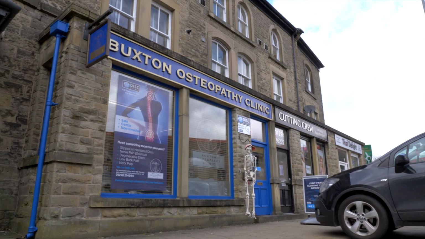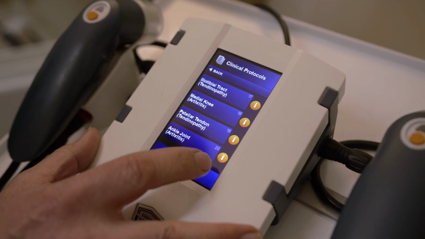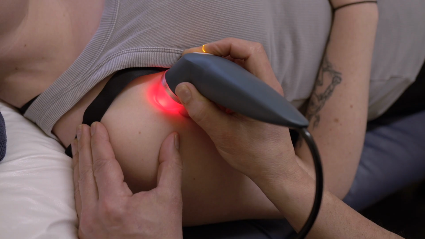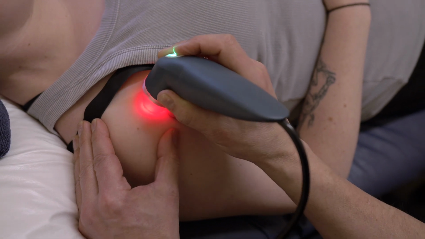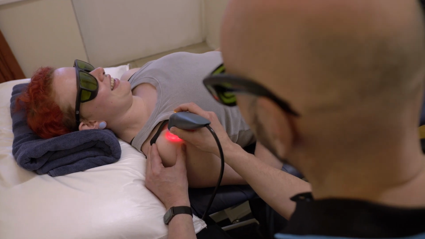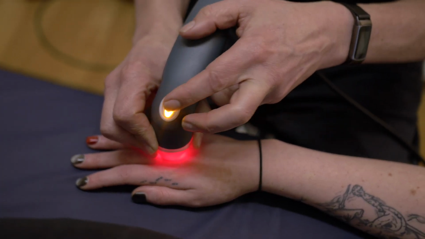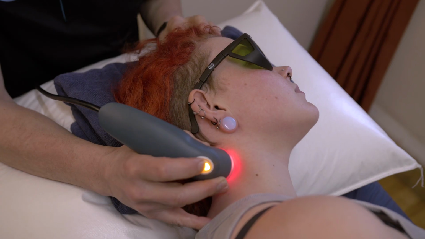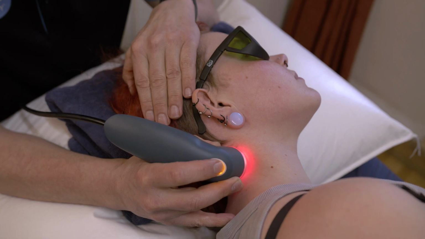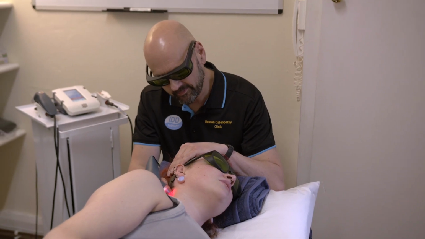For these reasons, at Buxton Osteopathy Clinic, we've recently invested in cutting-edge, latest laser technology, otherwise known as low-level laser therapy or LLLT, or cold laser therapy. We've made this decision because there's a growing body of good clinical evidence to support this technology. This is consistent with our mandate to offer you the best treatment outcomes using treatment modalities supported by the best clinical evidence. So how does laser therapy work?